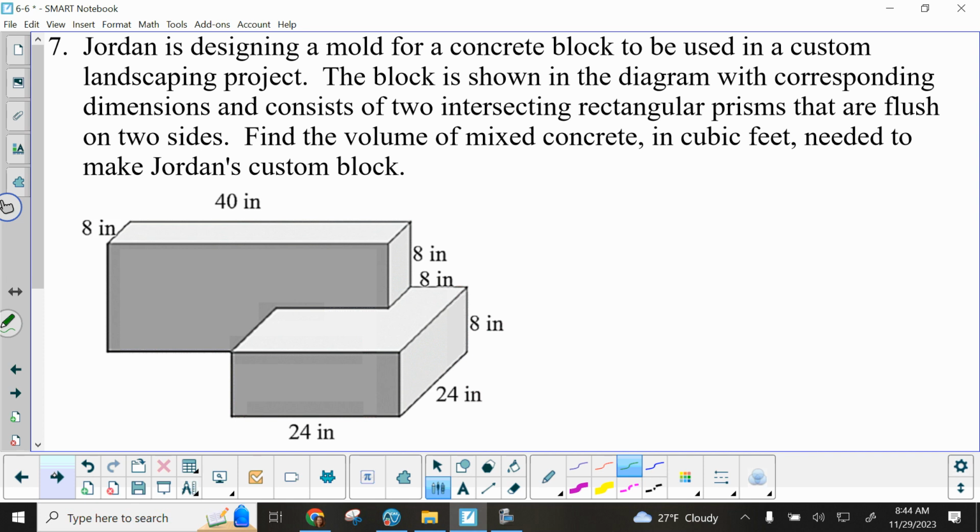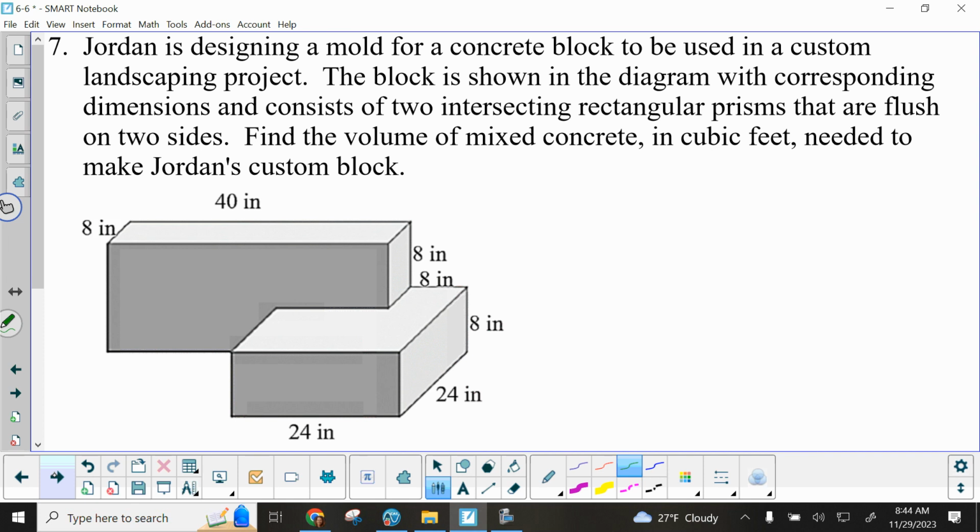All right, our last one here. So we have Jordan is designing a mold for a concrete block to be used in a custom landscaping project. The block is shown in the diagram with corresponding dimensions and consists of two intersecting rectangular prisms that are flush on two sides. Find the volume of the mixed concrete in cubic feet needed to make Jordan's custom block.